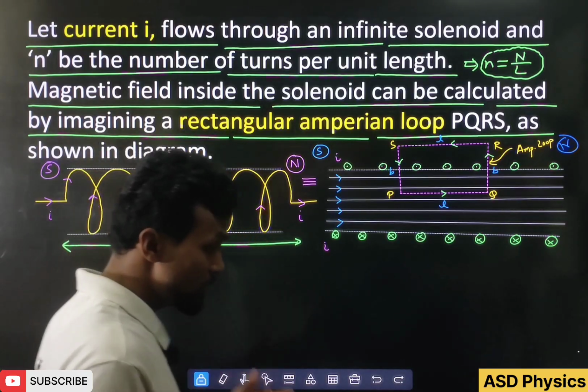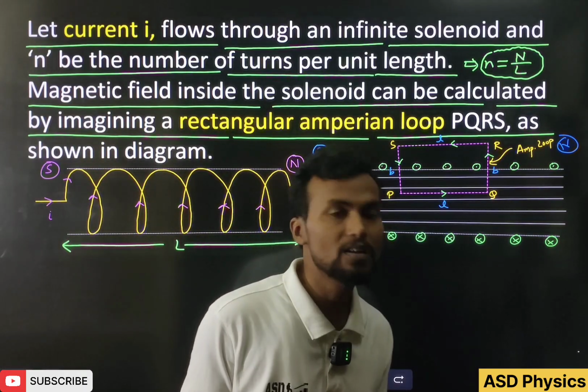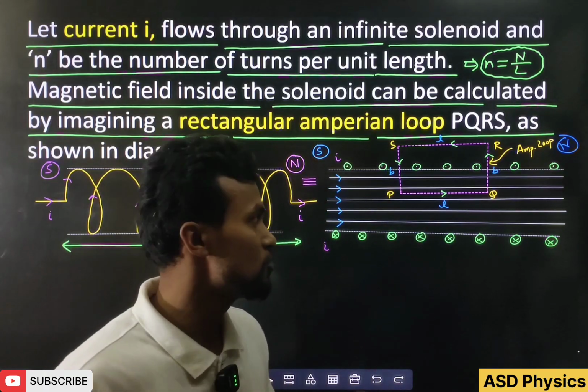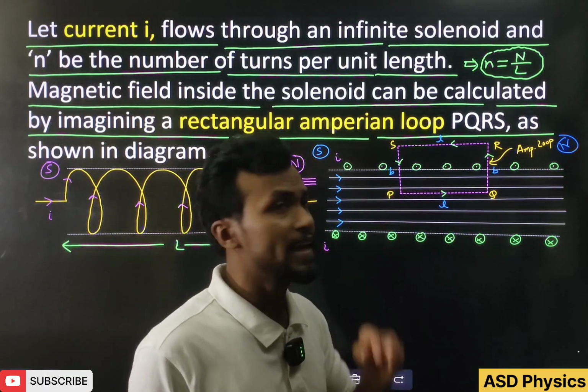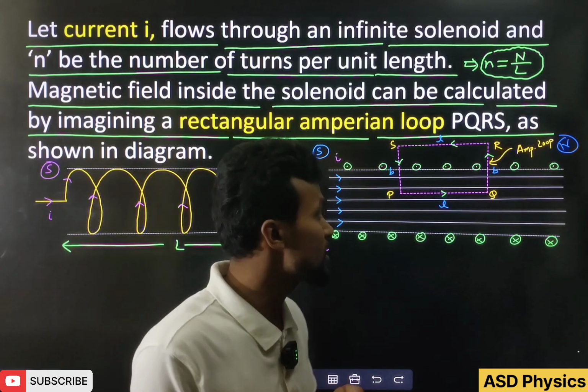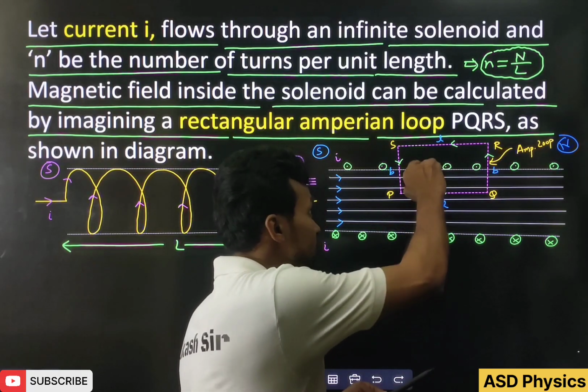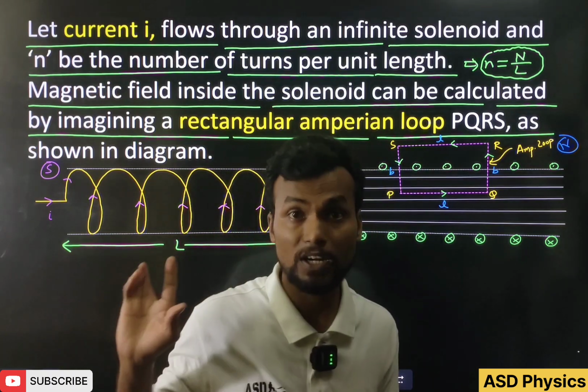Okay, and sometimes a question used to come: during the magnetic field calculation of the solenoid, what is the shape of the Amperian loop? So which shape is there? A rectangular shape is there. And how is the Amperian loop placed? Some part inside, some part outside. Remember that they have asked this in a question.